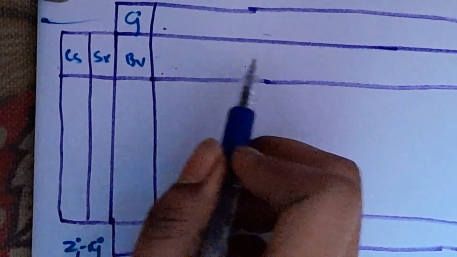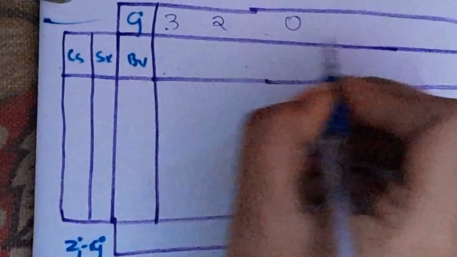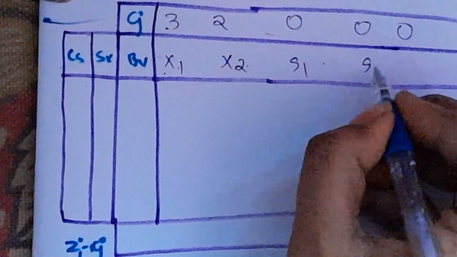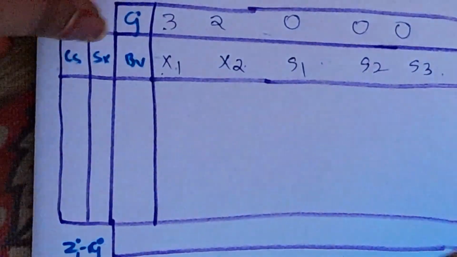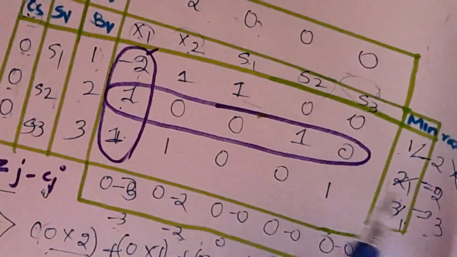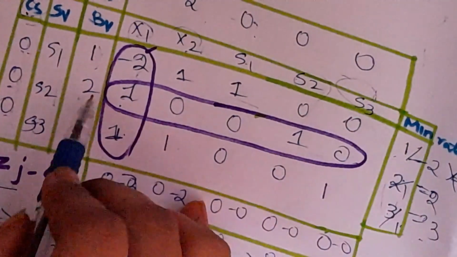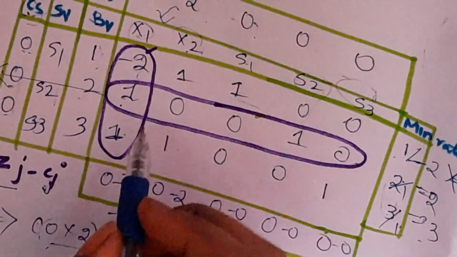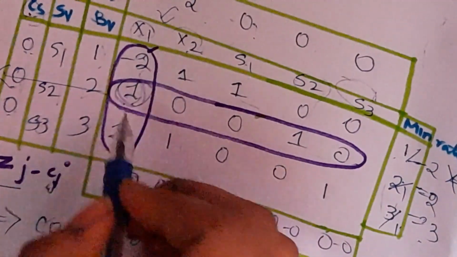Okay, here the Cj values are the same, the slack variables are also the same, and the basic variables also have to be written the same. 3, 2, 0, 0, 0, x1, x2, s1, s2, s3. In the previous table, this is the outgoing row and x1 is the incoming variable. Here we have the pivot element, this we call the pivot element.